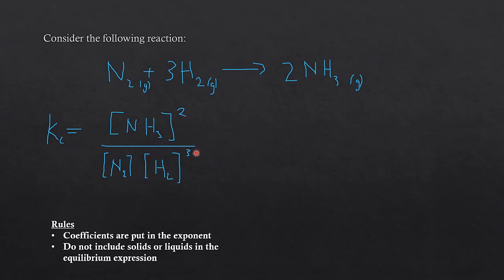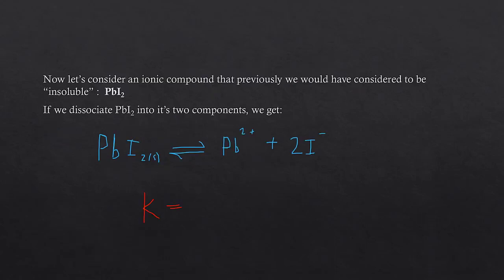Simple enough. So some rules that you may have forgotten, because it's pretty much a known practice by now, are that we have to put in the coefficients, right? And we can't include solids and liquids in the equilibrium expression, because as you change the temperature and the equilibrium, they're not going to change along with it. So now let's approach this with something new.